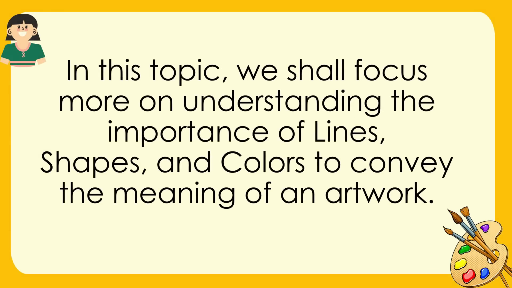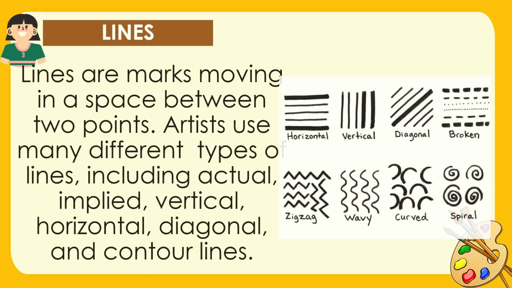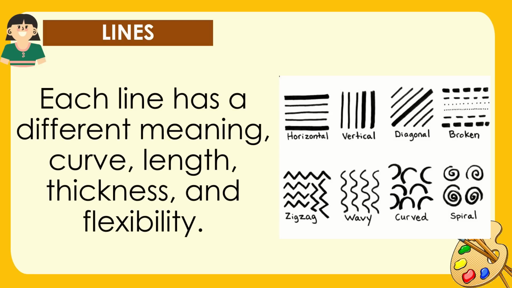In this topic, we shall focus more on understanding the importance of lines, shapes, and colors to convey the meaning of an artwork. First, lines. Lines are marks moving in a space between 2 points. Artists use many different types of lines, including actual, implied, vertical, horizontal, diagonal, and contour lines. Each line has a different meaning: curve, length, thickness, and flexibility.